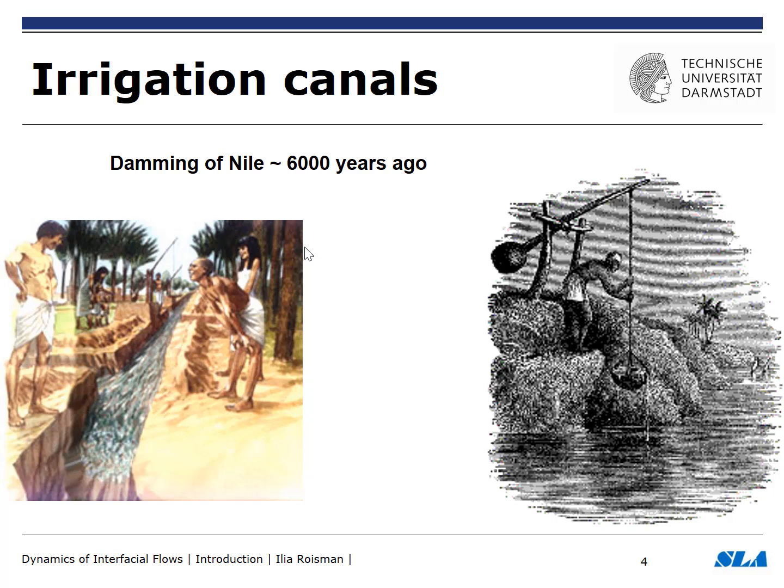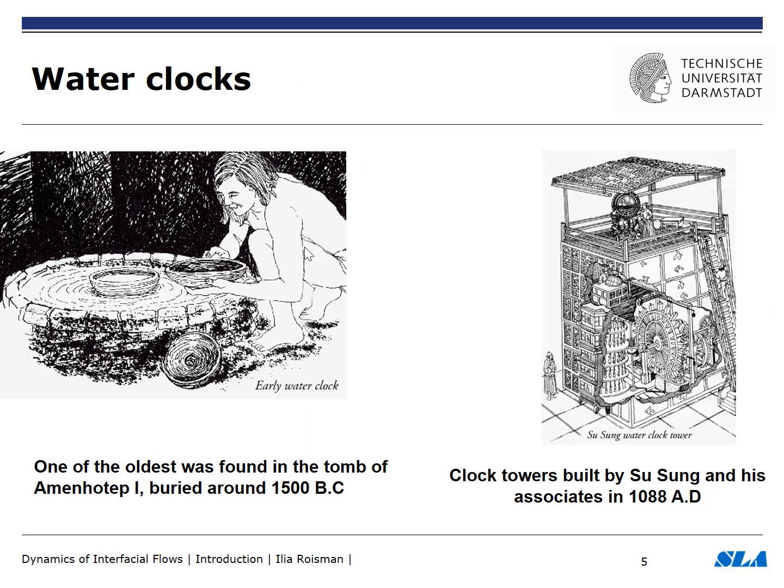Also irrigation channels. This started 6,000 years ago in old Egypt and in the territories of today's Afghanistan. So 6,000 years ago they started irrigation and they started to observe fluid flows. And this is more or less what we studied in technical fluid mechanics.